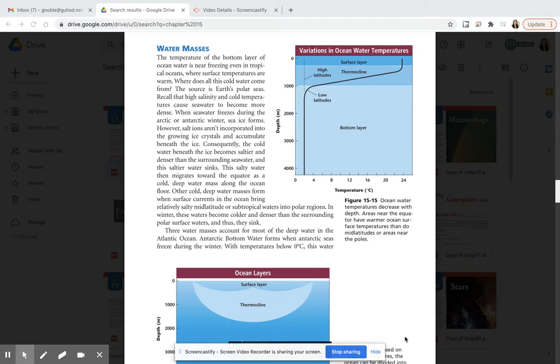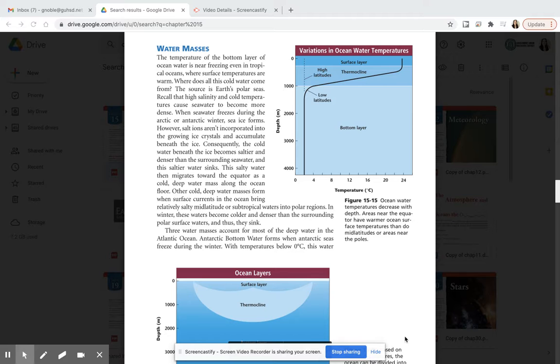When seawater freezes during the Arctic or Antarctic winter, sea ice forms. However, salt ions aren't incorporated into the growing ice crystals and accumulate beneath the ice. Consequently, the cold water beneath the ice becomes saltier and denser than the surrounding seawater, and this saltier water sinks. This salty water then migrates towards the equator as a cold, deep water mass along the ocean floor.